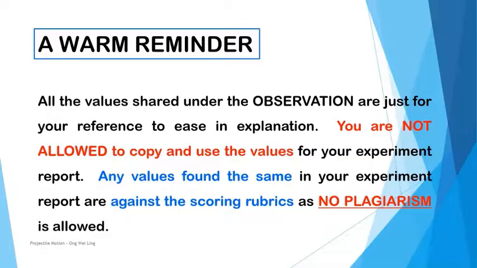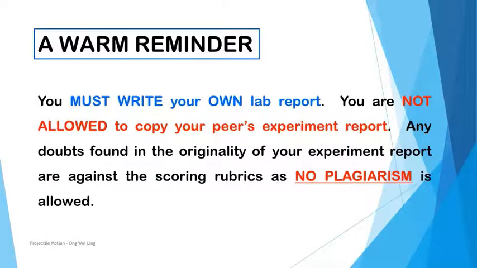A warm reminder, all the values shared under the observation are just for your reference to ease the explanation. You are not allowed to copy and use the values for your experiment report. Any values found the same in your experiment report are against the scoring rubrics as no plagiarism is allowed. You must write your own lab report. You are not allowed to copy your peer's experiment report. Any doubts found in the originality of your experiment report are against the scoring rubrics.